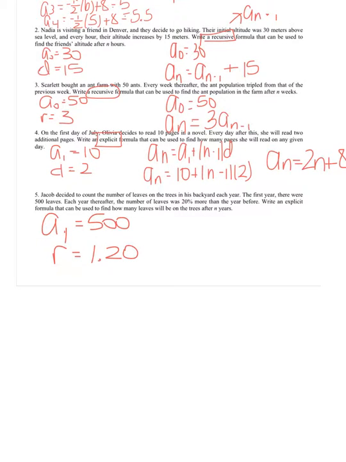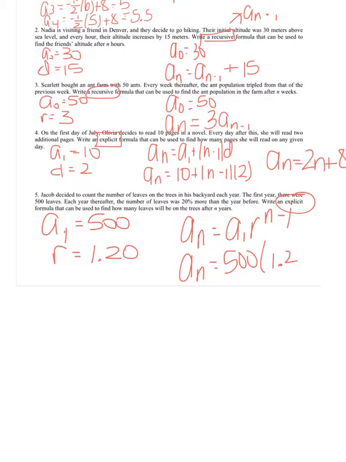So r is 1.2. Write an explicit formula that can be used to find how many leaves there will be on the trees after n years. Again, explicit formulas are on your reference sheet. A sub n for geometric, because you are multiplying here. A sub n is equal to a sub 1 times r raised to the n minus 1. So a sub n is equal to 500 times 1.2, raised to the n minus 1. And that's it for your answer.